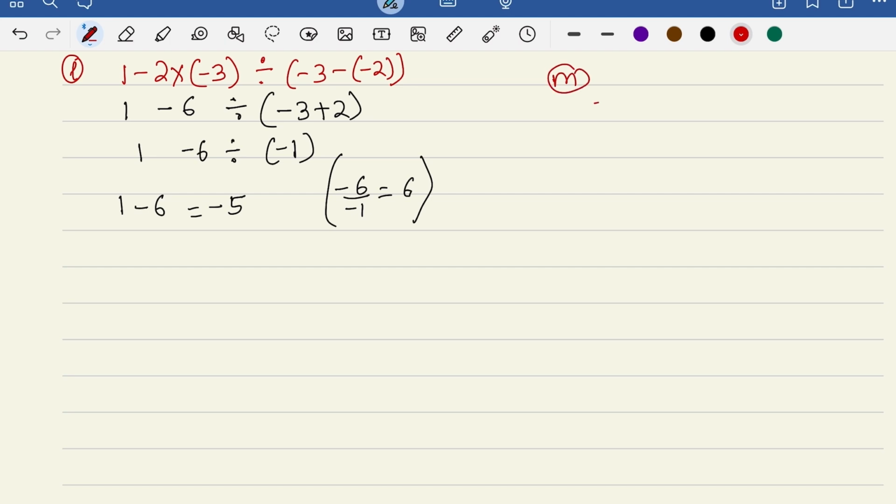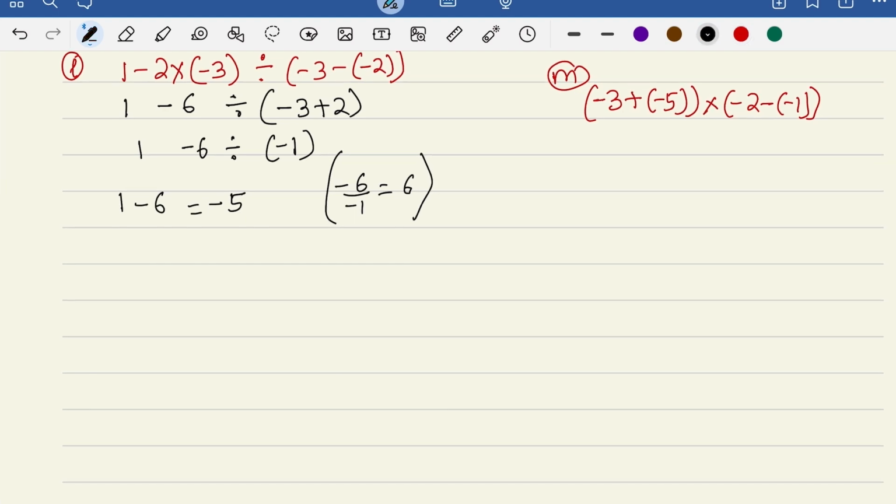M. Minus 3 plus minus 5, bracket closed times minus 2 minus of minus 1, again it is bracket closed. So minus 3 plus minus 5 needs to be solved. Minus 3 plus minus is minus, times minus 2 minus minus is plus, minus 2 plus 1. So minus 3 minus 5 is minus 8 times minus 2 plus 1, that is under the bracket. So 1 minus 2 is minus 1. So minus 8 times minus 1 would be 8, because minus times minus is plus.